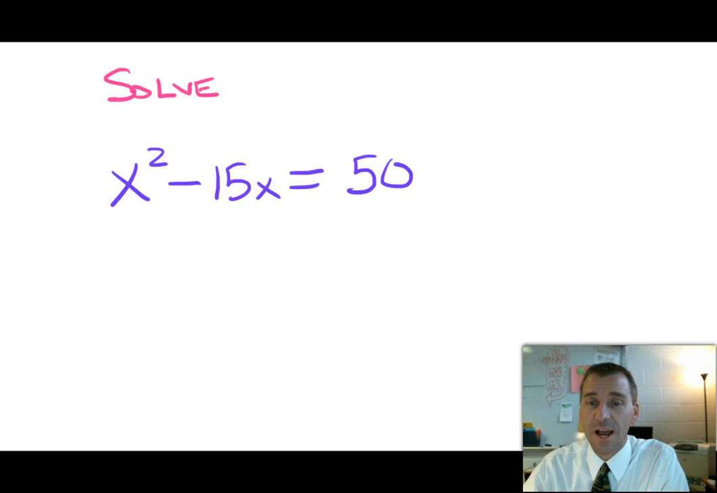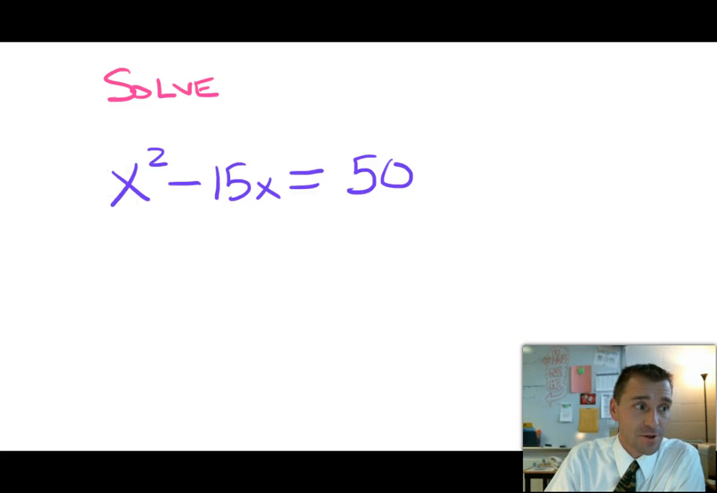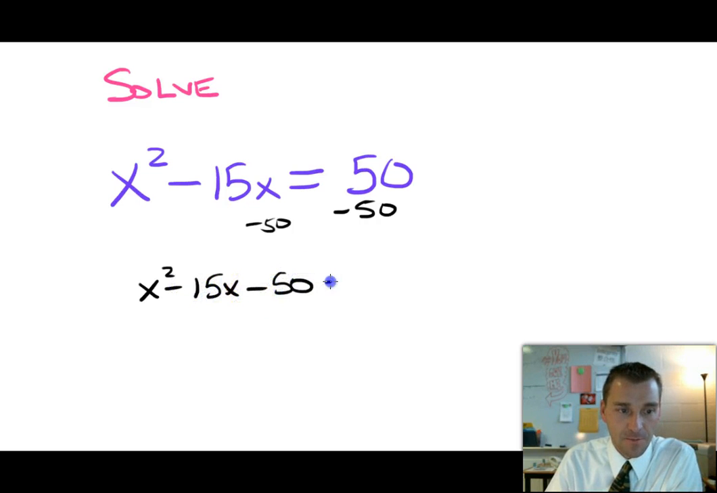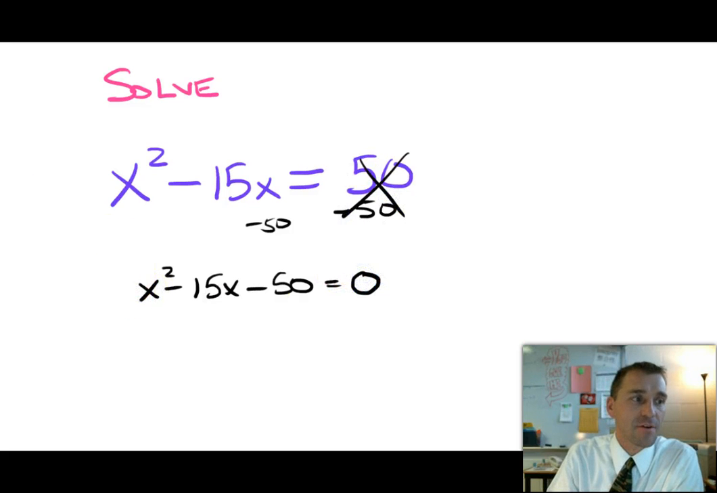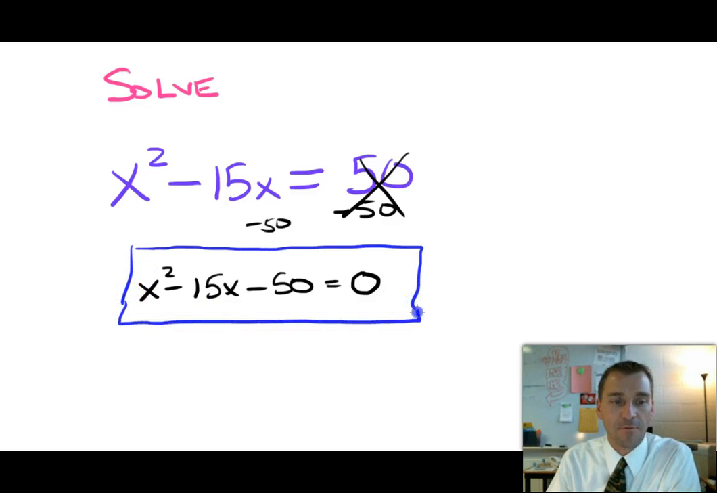This one is not exactly like the one we did because it's not equal to 0. So if you want to add a step before all of it when solving, make sure it's in standard form first. I'll give you a hint. I would take this 50 and subtract it from both sides, which means now I'd have x squared minus 15x minus 50 equals 0. So now you have it in standard form, and you can follow your steps. Factor it, set both of these equal to 0, and find your two answers.